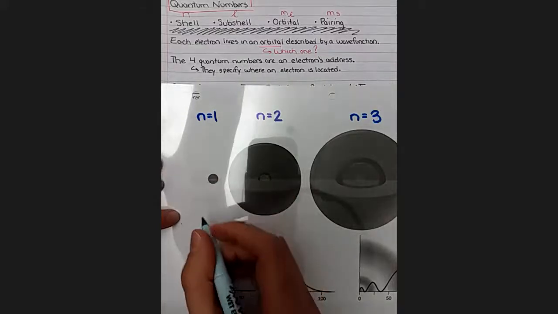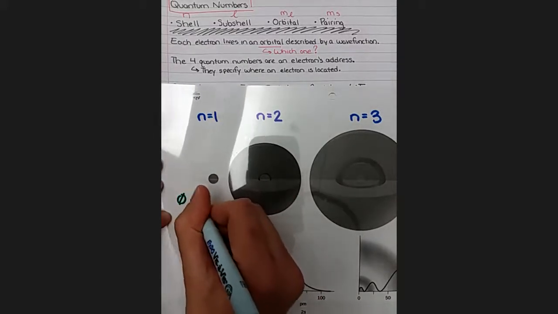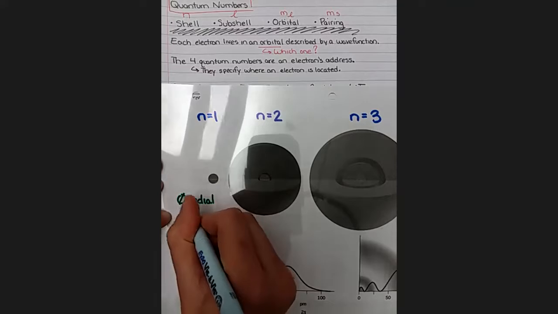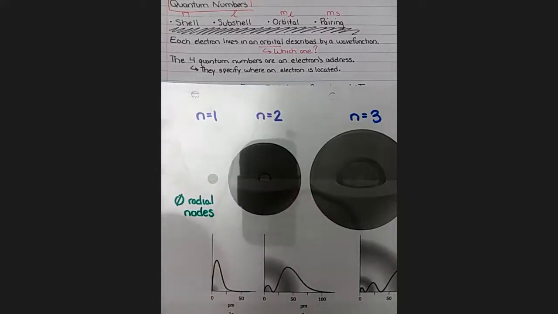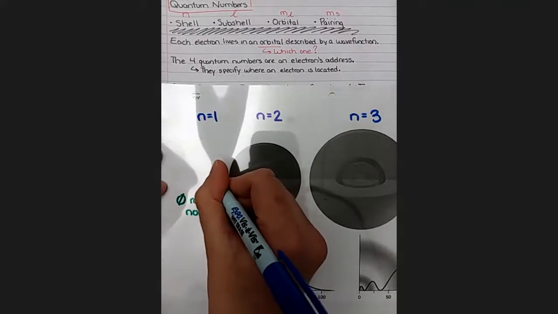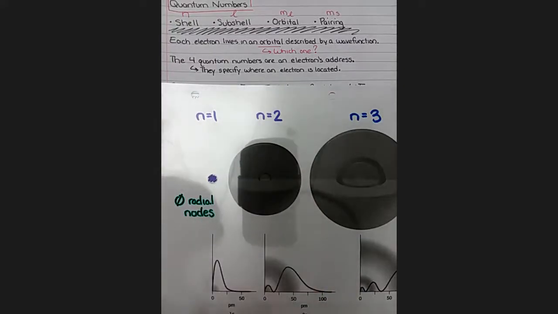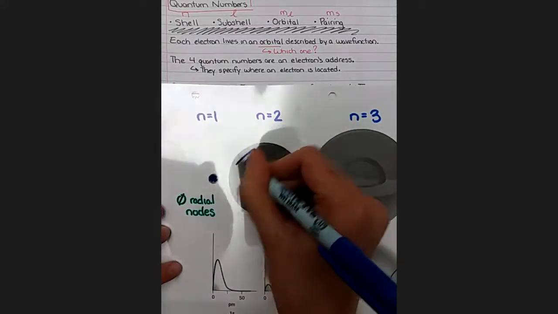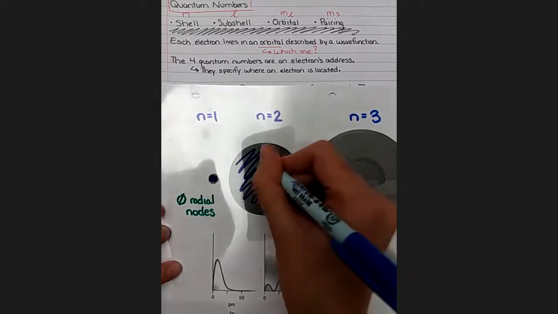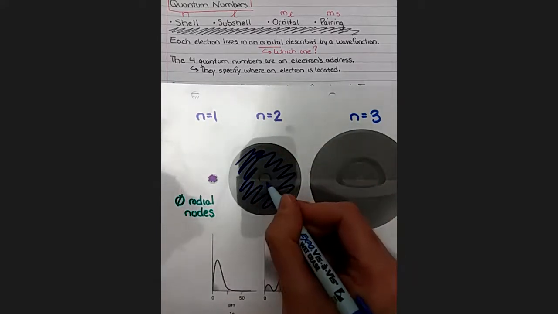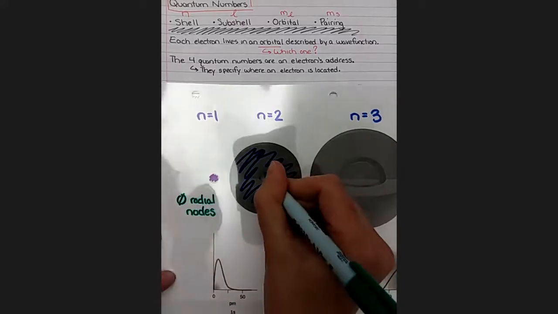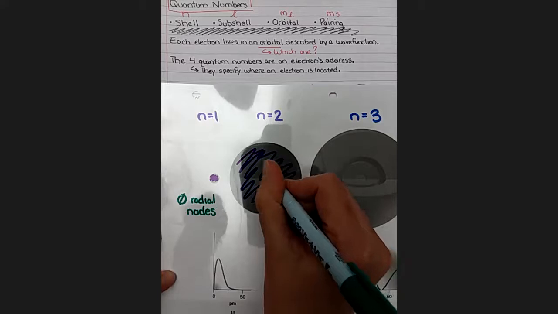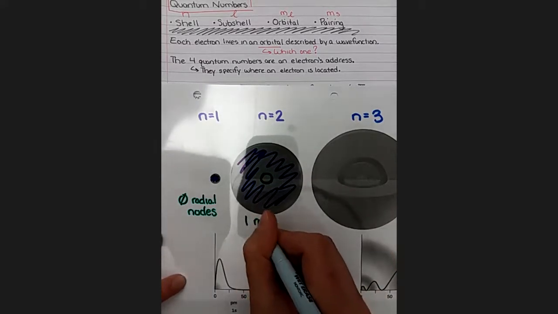So this one right here, the n equals 1, is going to have 0 radial nodes. The radial nodes come after each of the different subshells. So the n equals 1 subshell is here, and there is no radial node before that one. For the next one, n equals 2, this is the n equals 2 part of the orbital. This is the n equals 1 part of the orbital in the center, and in between the n equals 1 and n equals 2 shells, there is a radial node. So there's 1 radial node in this one.